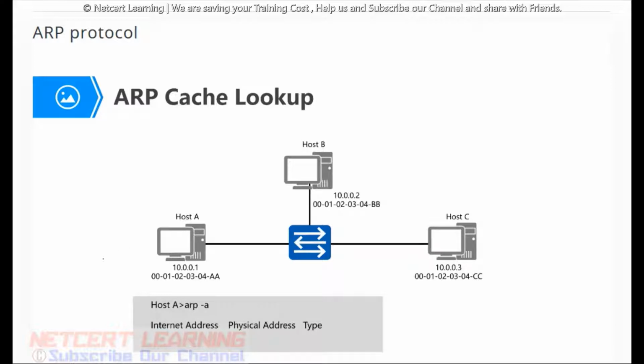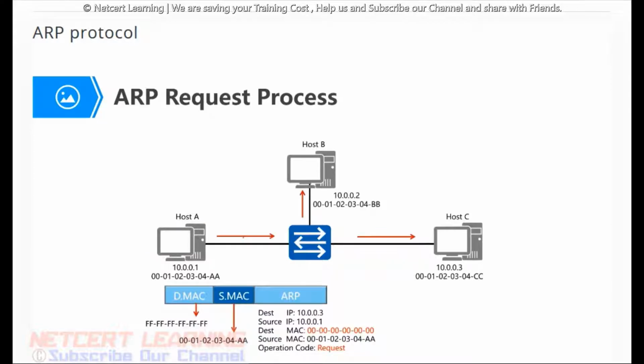First, host A will check its cache. We can also check what is in the cache using arp -a. Then there is a list of the MAC addresses and IP addresses corresponding to the current entries. But now there is nothing. So if there is nothing, host A will send the request out.